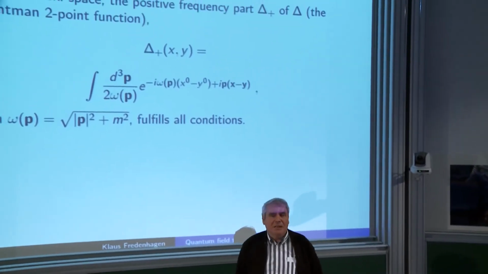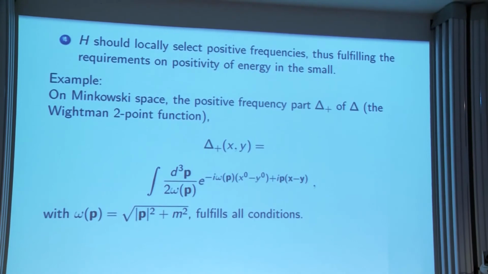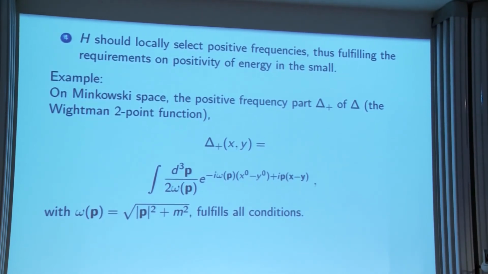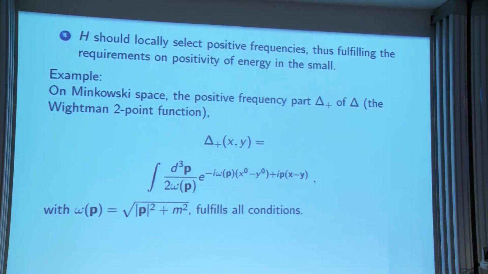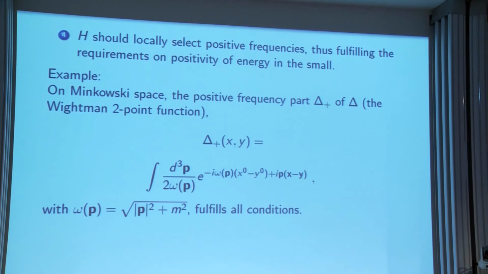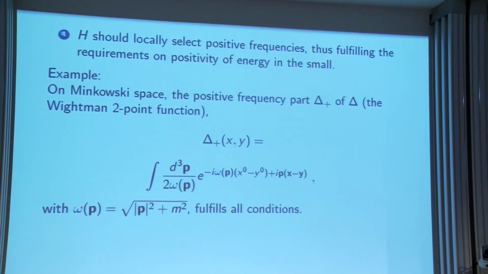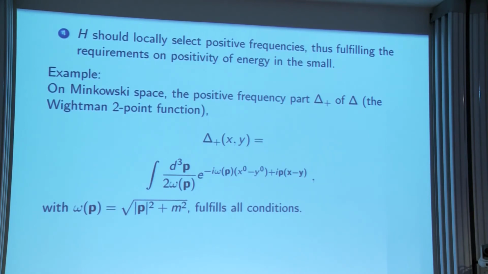And furthermore, I have this requirement on positive energies, namely, I want this function H to select locally the positive frequencies. And okay, these conditions don't come from the sky. It's just what we already know from the two-point function in Minkowski space. So we just want to save as much as possible from the situation we know in Minkowski space. There, the Wightman two-point function exactly fulfills all these conditions.